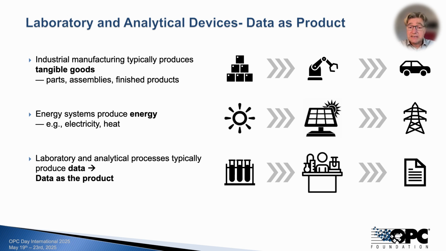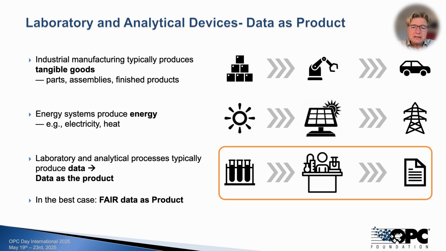Now, compare this to the laboratory and analytical domain. Here, the result is typically not a physical product, it's data, measured, interpreted, and often manually documented. And ideally, that product isn't just any data, it's FAIR data. This shift from physical output to information output is key to understanding the growing importance of lab data standards like LADS OPC UA and Allotrope Foundation technology. But what exactly do we mean by FAIR?